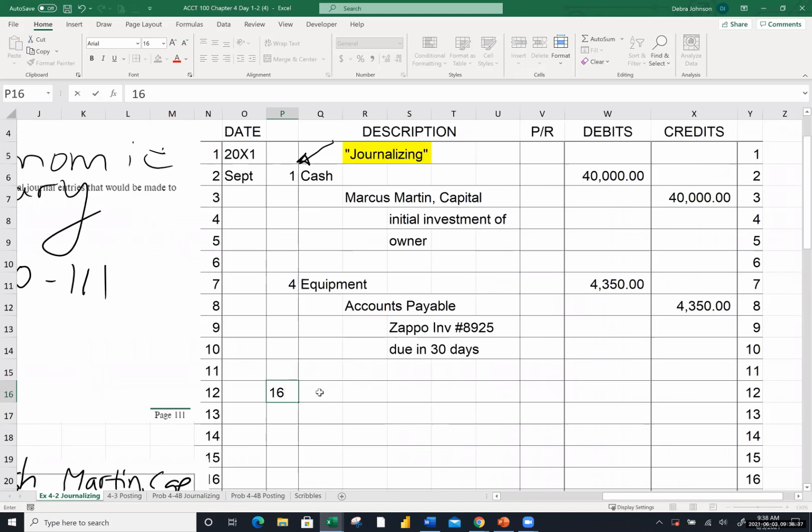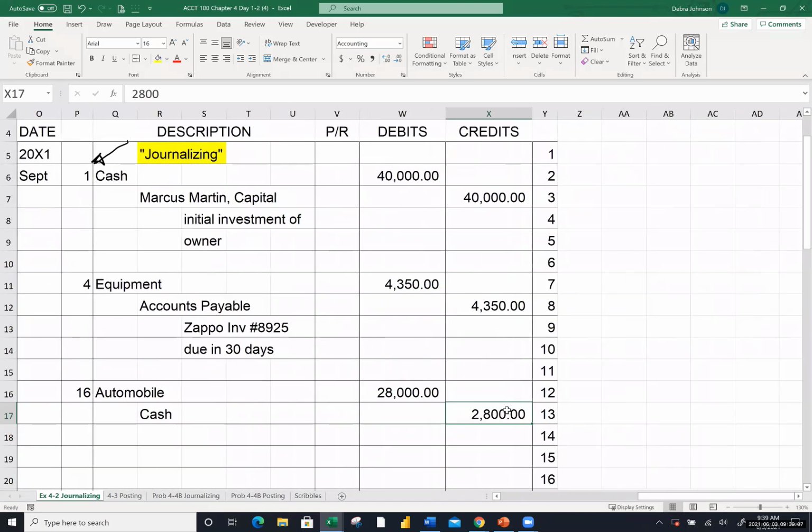Drop in the date. Again, you notice we skipped a line between entries. The rules of journalizing say you need to list the debit first. So this is automobile, if I can spell it correctly. Automobile. Drop in that debit of $28,000. Indent a little bit. Put the credit in. The credit was to cash because we wrote a check for it. Let me go get that amount in correctly. I missed a zero. Fix that.